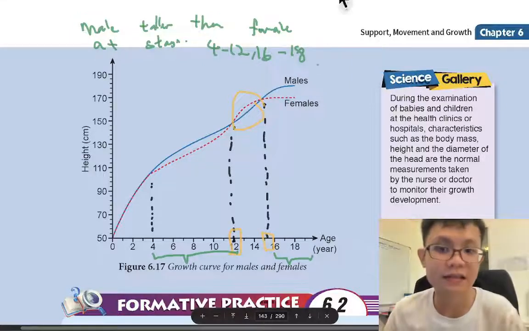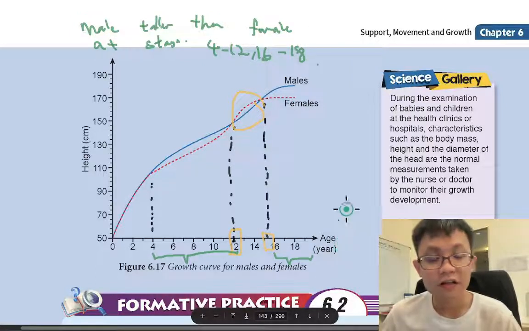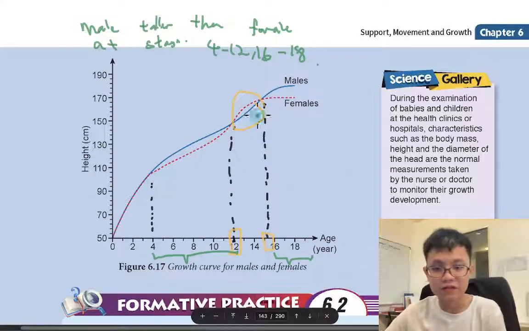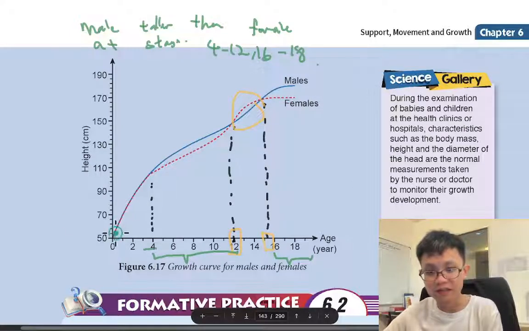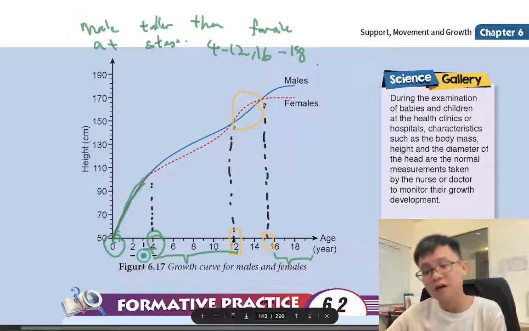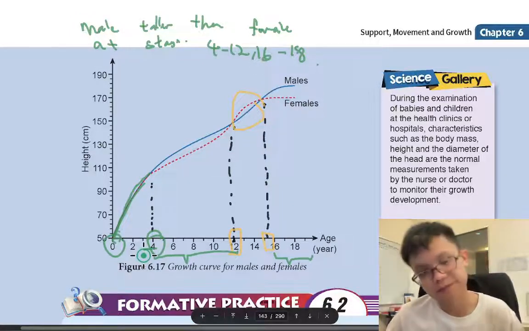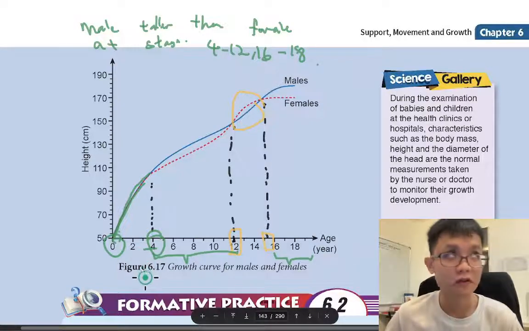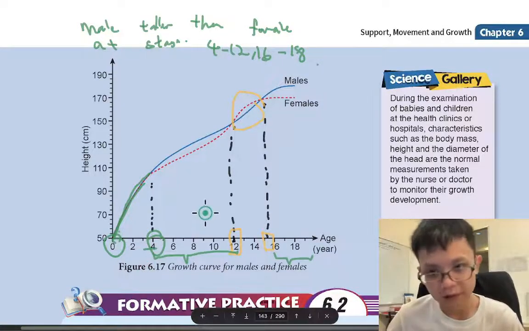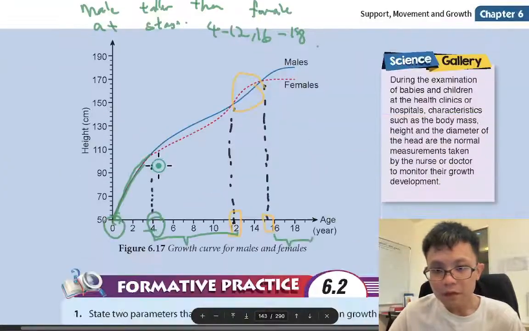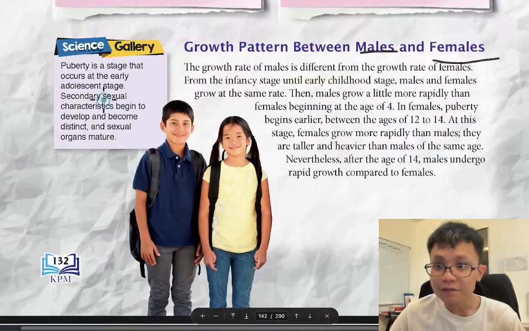Let's say the question asks, at what stage the growth of male and female are the same? Yes, at 0 to 4 it will be the same. We can see both lines are at the same. So 0 to 4, the growth of male and female is the same. So this is the graph.